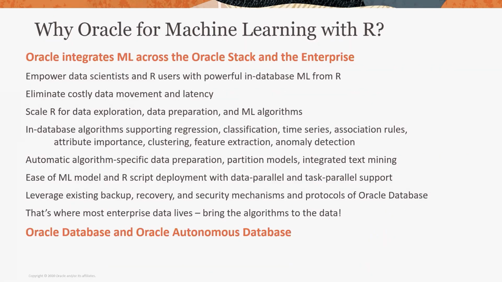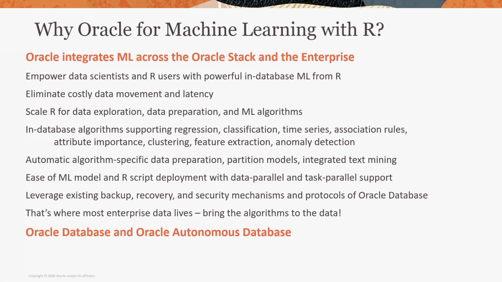So to summarize, why should you use Oracle for machine learning with R? Well, I'll highlight a few reasons. OML4R empowers data scientists and broader R users with powerful in-database machine learning with the benefits of R. By running within Oracle Database, users can perform scalable data exploration, data preparation, and machine learning, taking advantage of parallelism and even scoring optimizations at the Oracle Exadata storage tier, while using familiar R syntax and semantics.